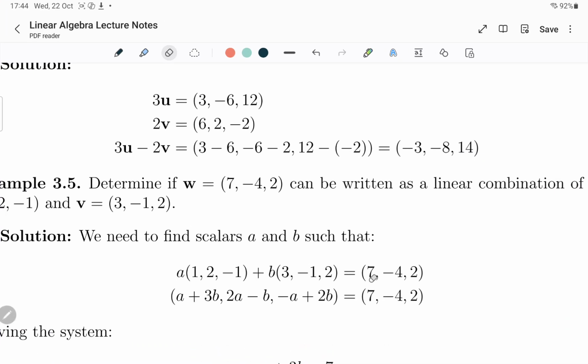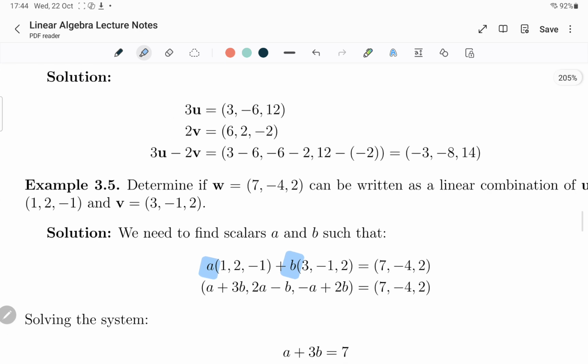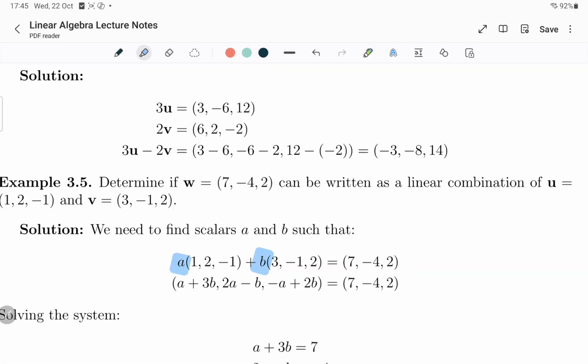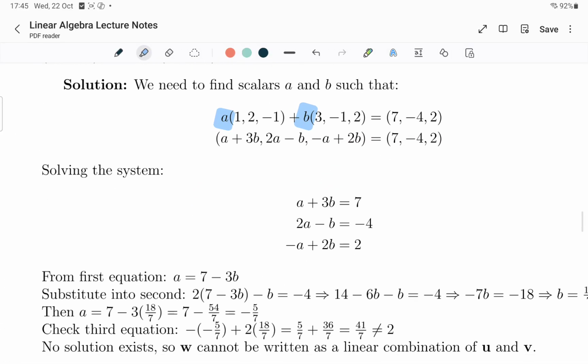Here they have introduced coefficient a and coefficient b. a is a multiple of u and b is a multiple of v, so that it is equal to this one. It means that if you are able to find the values of a and b, then of course you could put the values of a and b to get it equal to 7, minus 4 and 2.